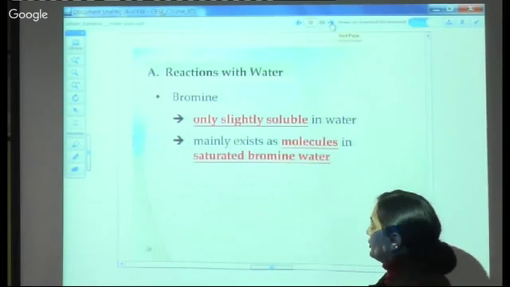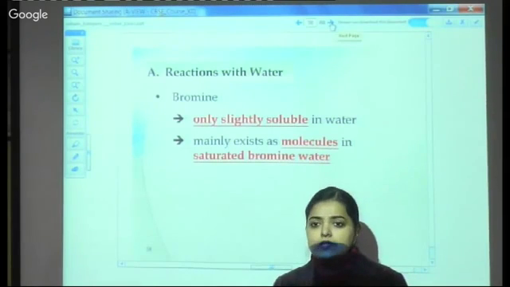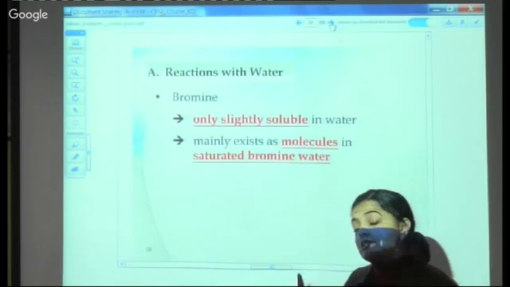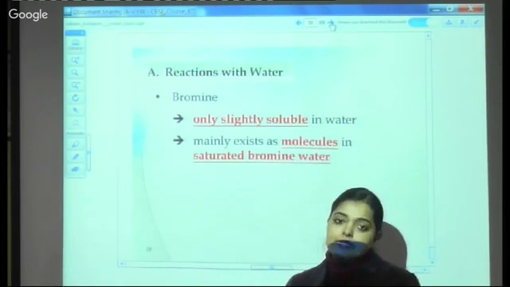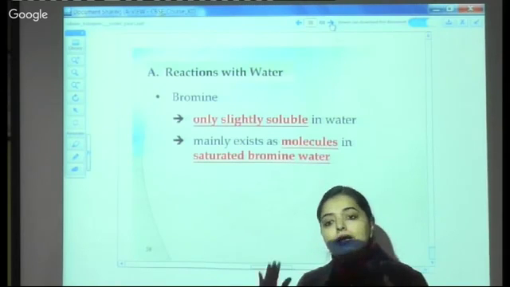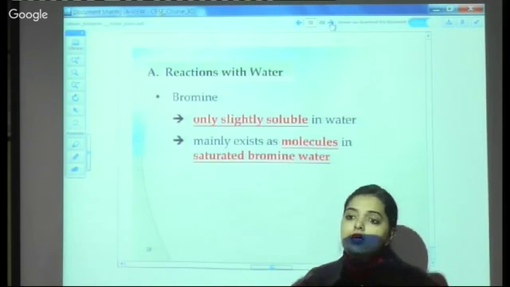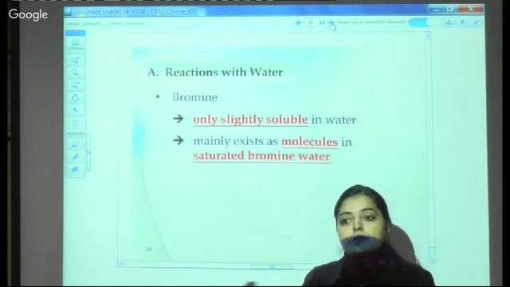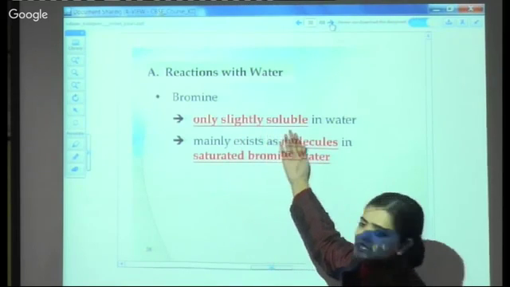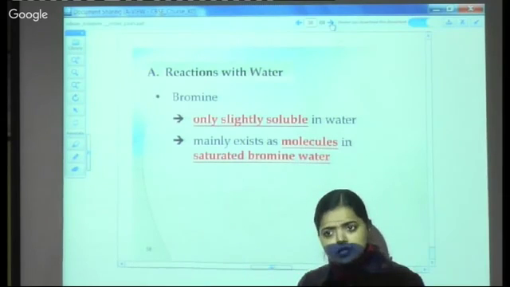Now reaction with water. Because the chlorine water question was already there in last year's JEE exam, I just discussed it in brief. Reaction with water for bromine is also the same way, but obviously the reactivity goes on decreasing as we go down the group. Though it actually acts just the same as chlorine. It forms HBr and HOBr, but to a lesser extent, because it is only slightly soluble in water, not as greatly as chlorine is, because the reactivity is decreasing down the group.